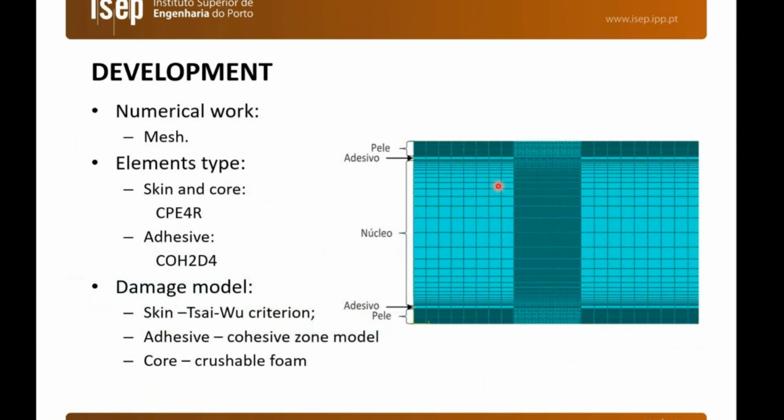Details about the meshes and element type. We consider, as mentioned before, a higher refinement in the region of contact between the punches and the specimen, and for the skins and the core a plane strain element with 4 nodes, the CPE4R, and for the adhesive a 4-node cohesive element, the reference cohesive 2D4 element.